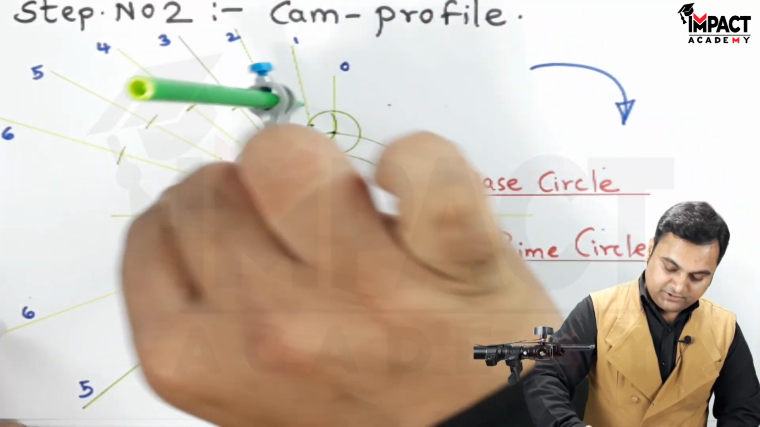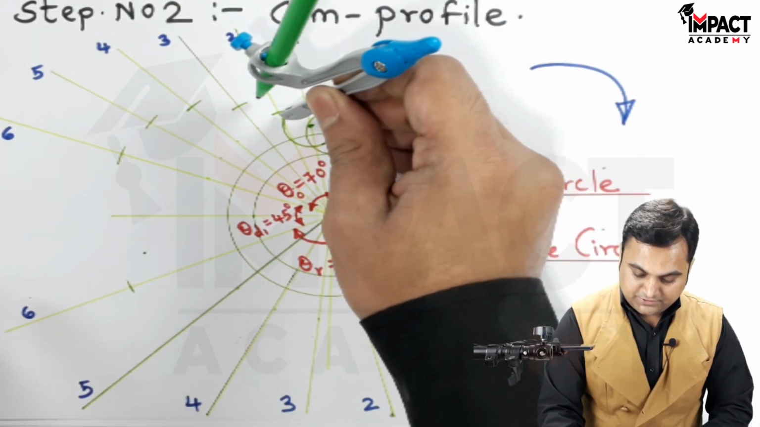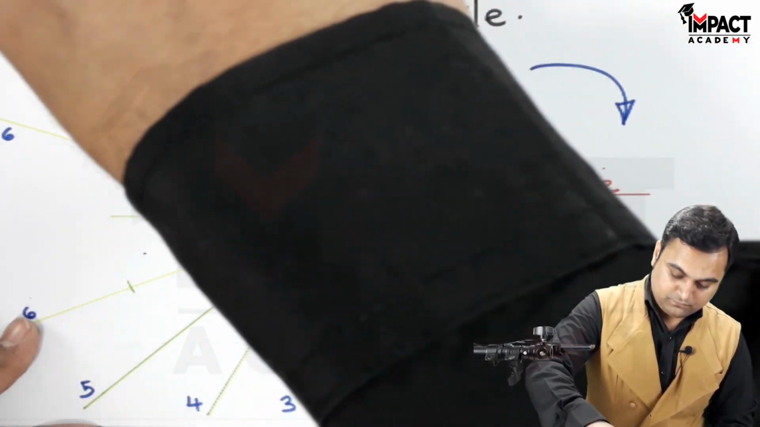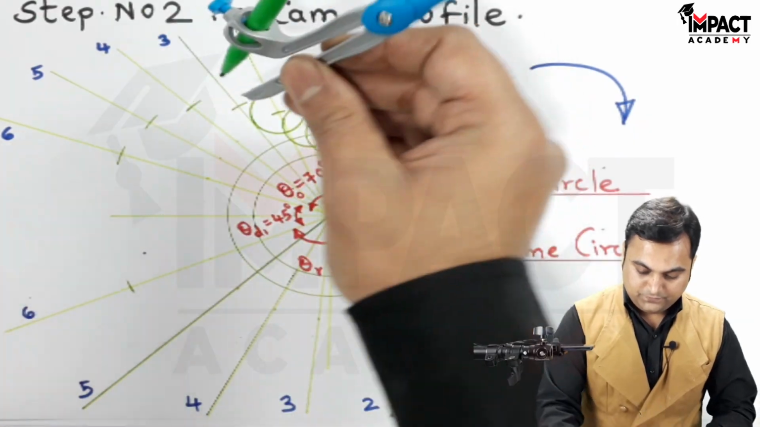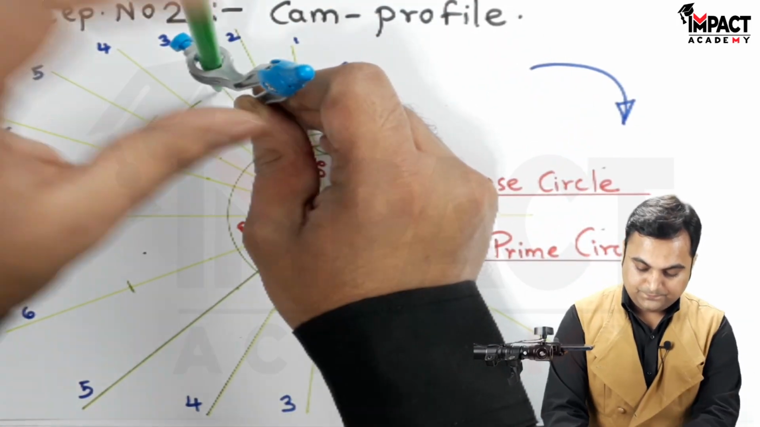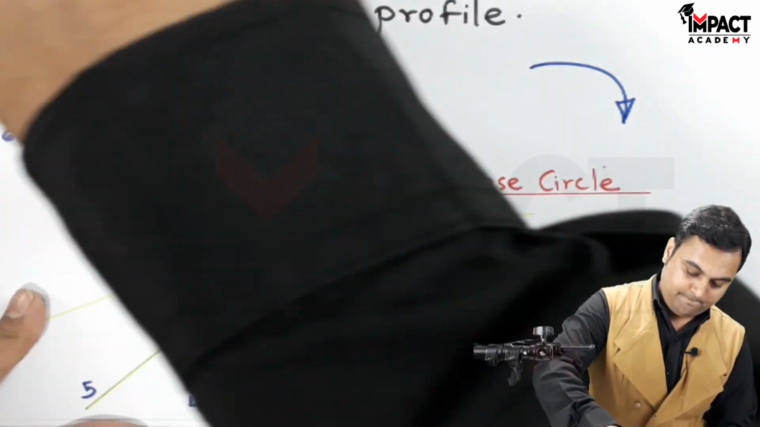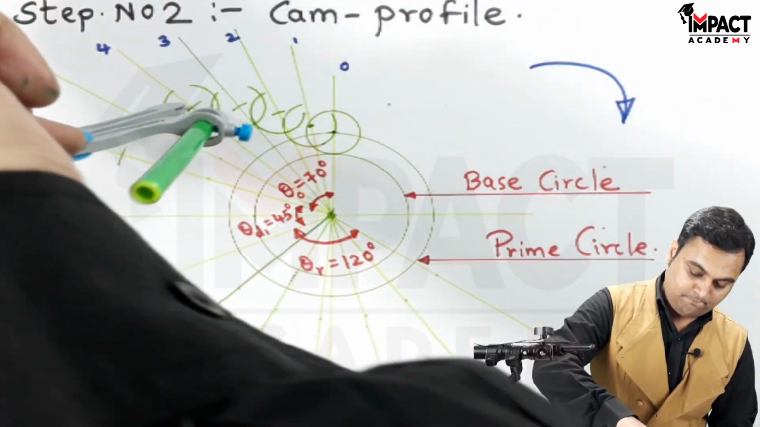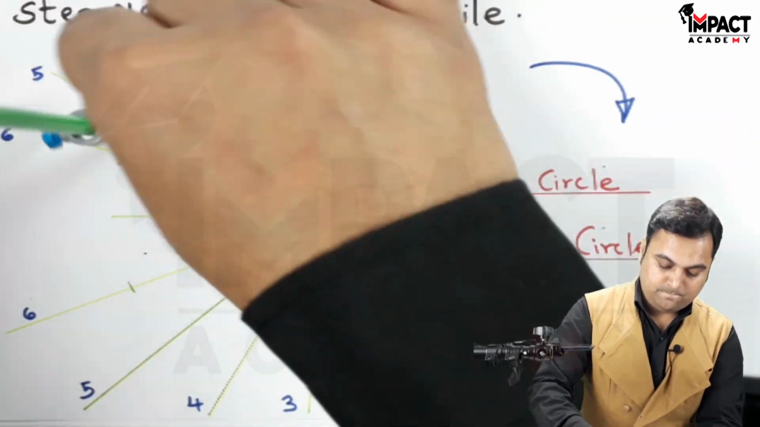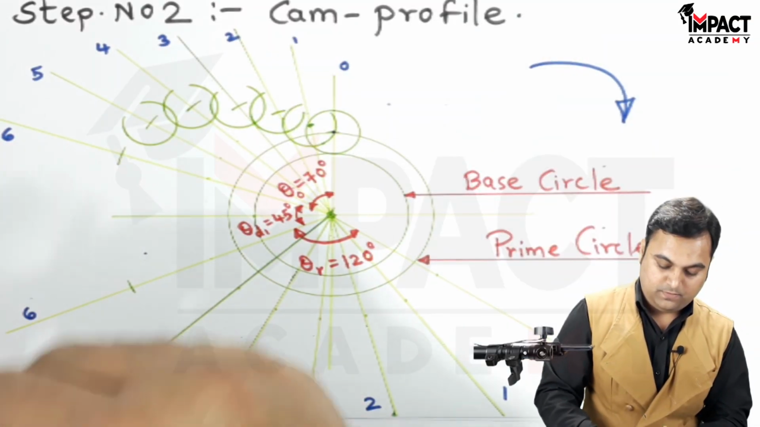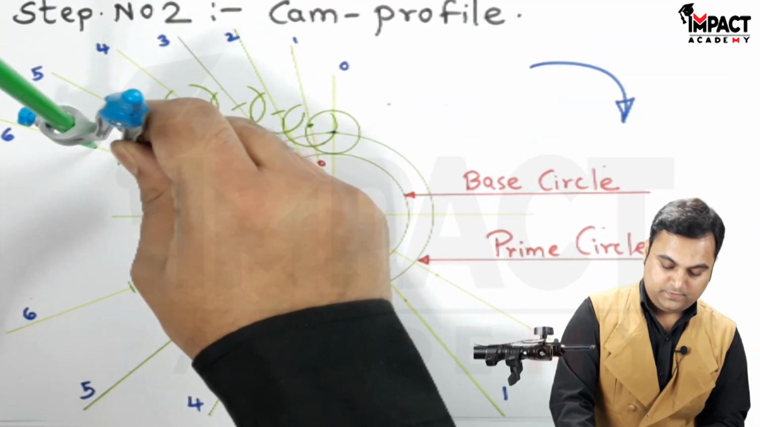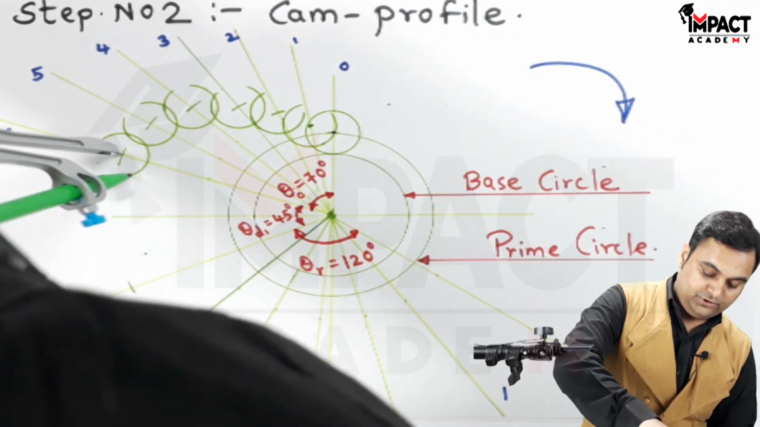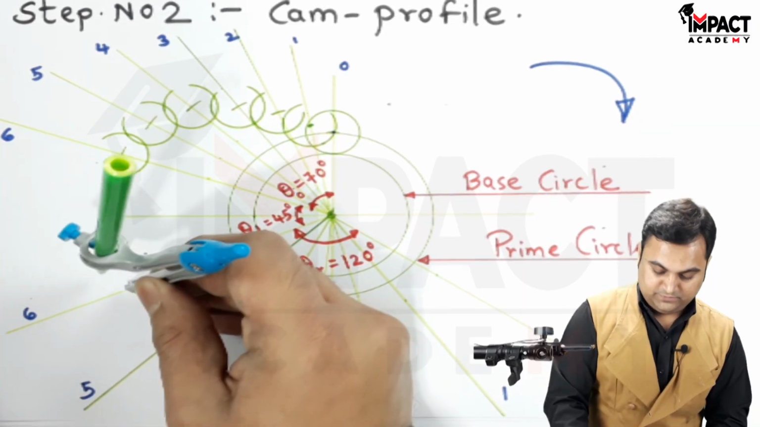From the first center, then from the second center, next from the third, keeping the same roller radius, fourth, fifth, and sixth. No need to draw the complete circle. Similarly here.